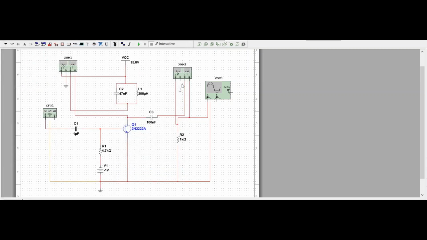This is how the wattmeters will be connected. Again I am repeating, positive to VCC, negative of voltage to ground, positive of current to the tank circuit and negative to the collector. At the output side, open the link, connect the current meter positive to the capacitor, negative to the load resistance, voltage across the load resistance positive and negative to ground. Run it. Click on the wattmeters. They show certain readings.